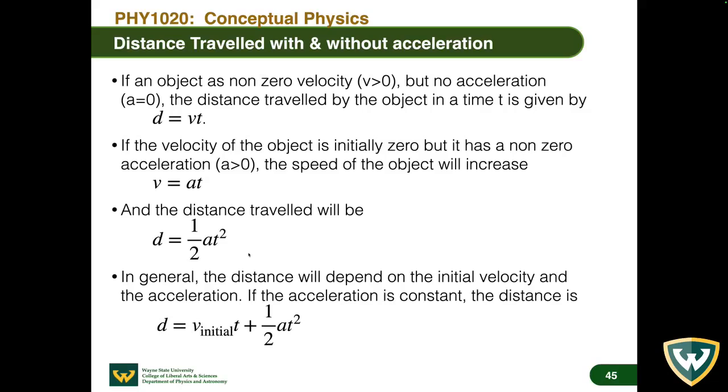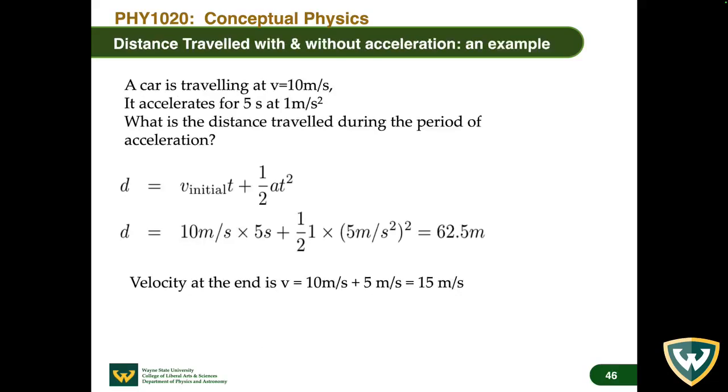In general, however, if you start with a non-zero initial speed or velocity, the distance will depend on the initial velocity as well as the acceleration. And one finds this equation here. And so the distance traveled with and without acceleration will be given by this expression.